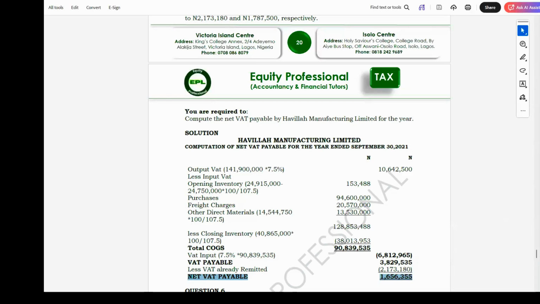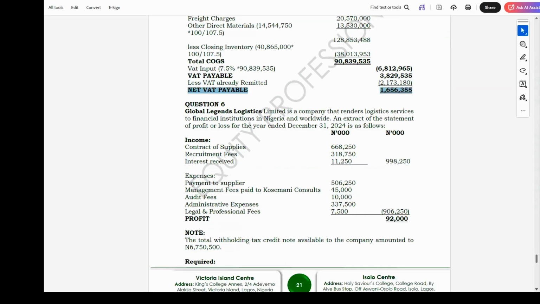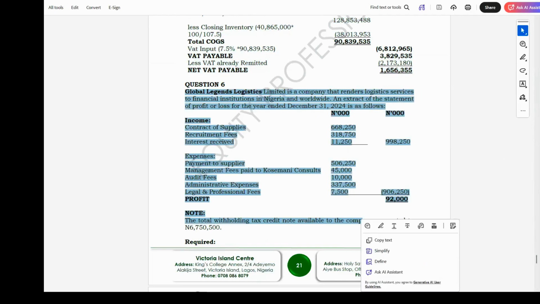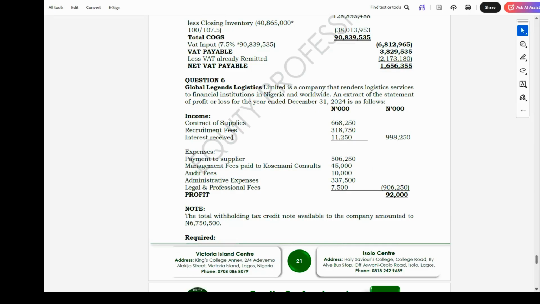You may have a scenario whereby inventory is added as part of the scenario to calculate value added tax. Then we also have question number 6. I told us when we did withholding tax that I'm also going to use this question to calculate value added tax when we get to value added tax. We treated this question when we did withholding tax, where we calculated the withholding tax related to it. This question also asks us to compute value added tax.